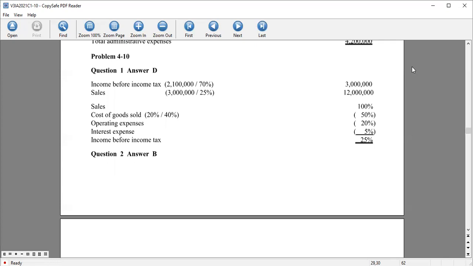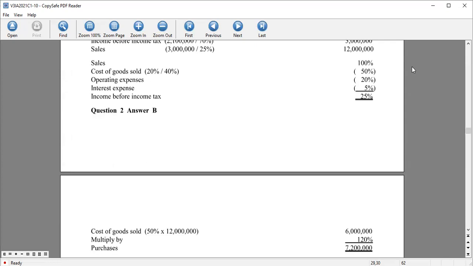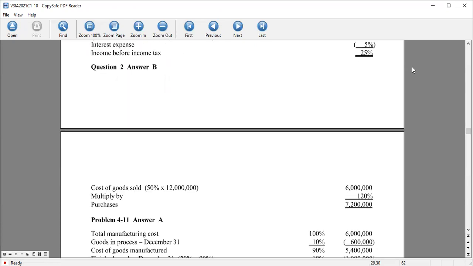Considering that your cost of goods sold is 40%, your interest expense is 5%, and we have now your other data given, so ending up with 25% as computed below. Sales, 100%, cost of goods sold, 20% divided by 40%, so it's 50%. Operating expenses of 20% and interest expense equal to 5%. So income before income tax is equivalent to 25%. Now in question number two, the amount of purchases, cost of goods sold is 50% of 12 million, 6 million.